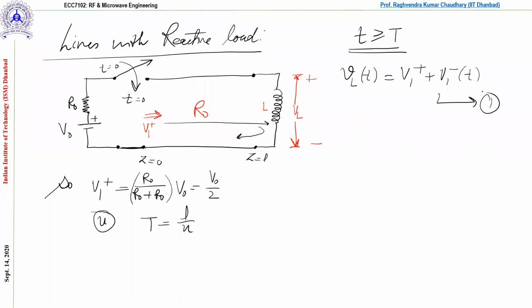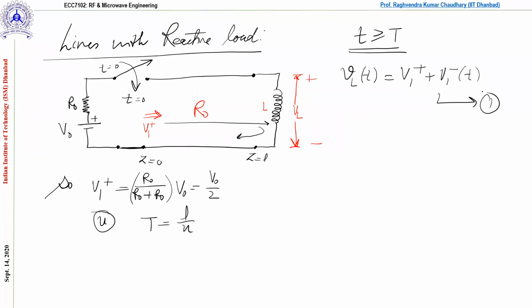Fine. Why is this a function of time? Because this is a reactive element like a capacitor or inductor. Charging and discharging phenomena and storing phenomena are happening. So the reflection coefficient will also be a function of time, and we cannot ignore this fact.